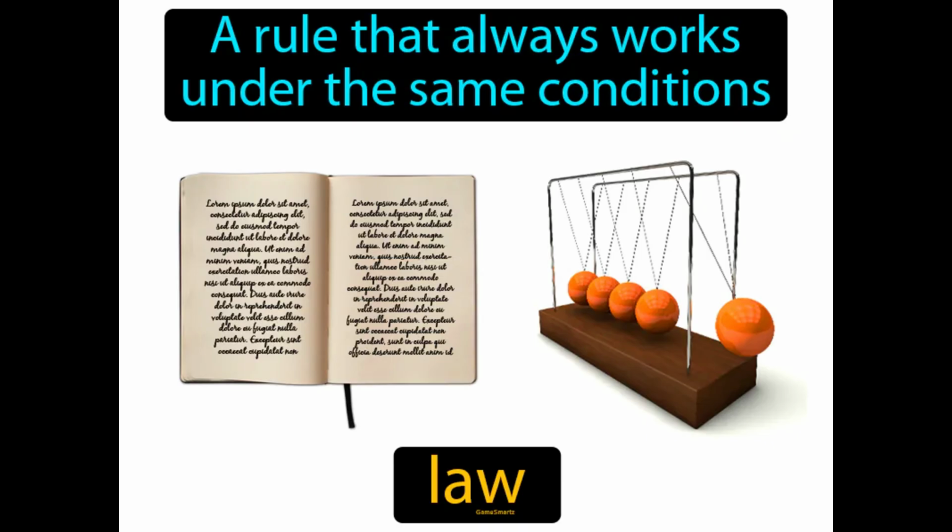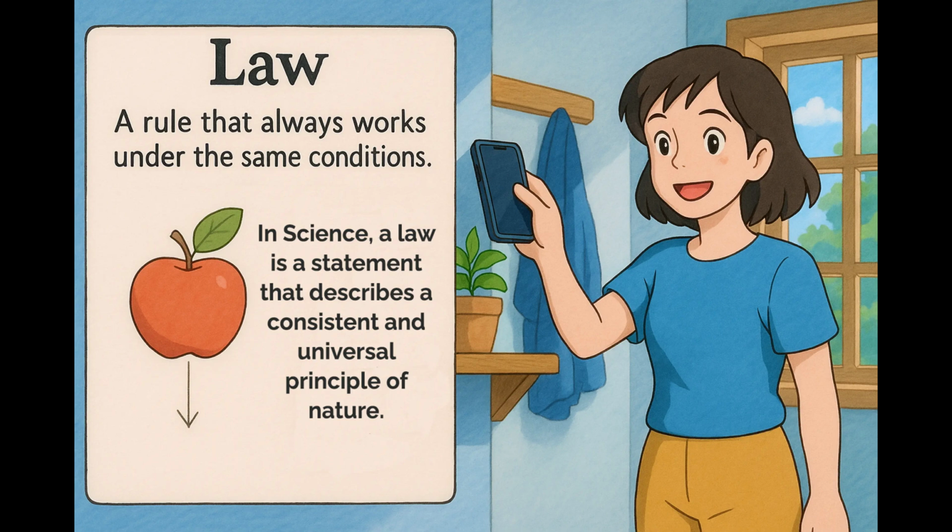A rule that always works under the same conditions. Law. In science, a law is a statement that describes a consistent and universal principle of nature. Imagine you always put your phone on a specific shelf when you return home, so you never lose it. This habit is similar to a scientific law because just as you can predict your phone's location based on your routine, a scientific law predicts outcomes under set conditions.